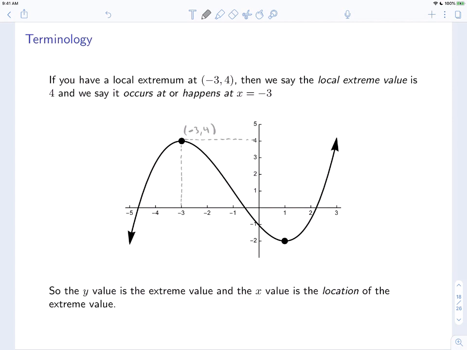We also have a local minimum right here at (1, -2). So in this case, the local minimum value is -2, and it happens at x equals 1.